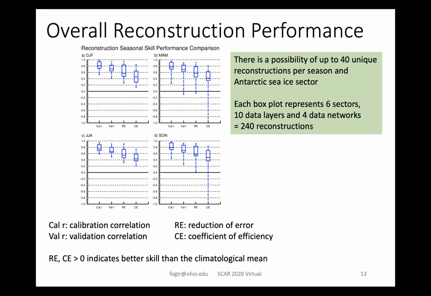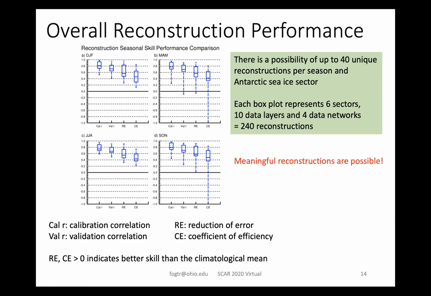Okay, now within these box plots here, because we're doing different data layers and different networks within the data, there's a possibility of up to 40 unique reconstructions per season in an Antarctic sea ice sector. When you multiply that by each box plot representing the 6 different sectors that we're reconstructing, there's a potential for 240 different reconstructions going into these measures, okay? And so this is the performance across all of those individual reconstructions.